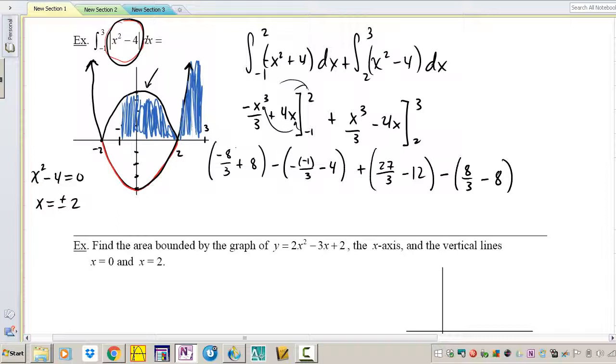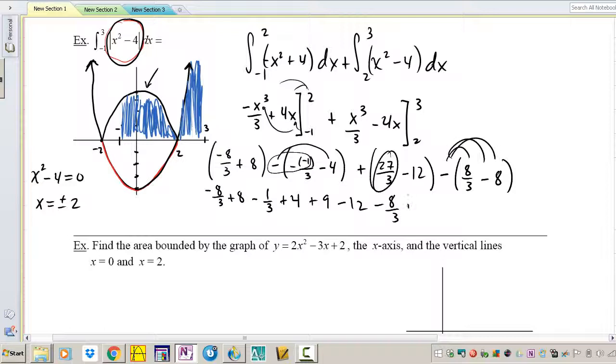Let's not deal with this part here. Let's just rewrite this as negative 8 thirds plus 8. And then here you have a triple minus. Look at this, triple minus. A triple minus is still a minus. A negative times a negative is a positive. 27 over 3 is really just a 9 minus 12. Distribute negative 8 thirds. That is positive 8.